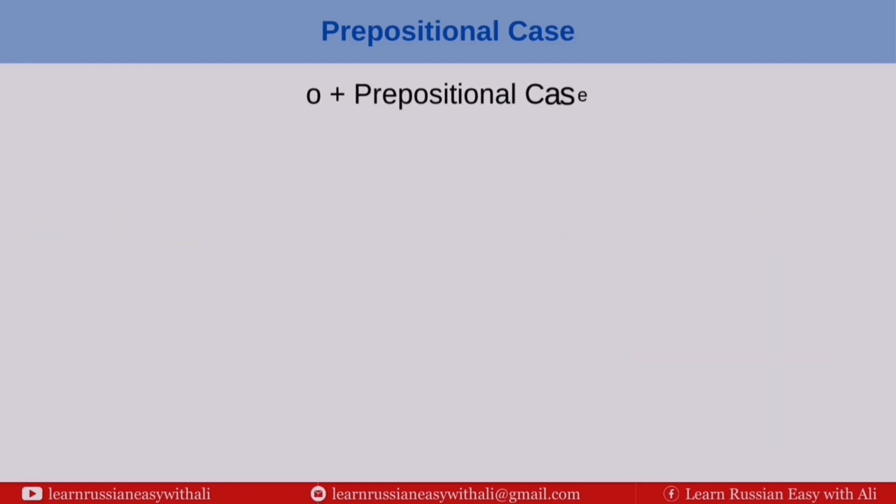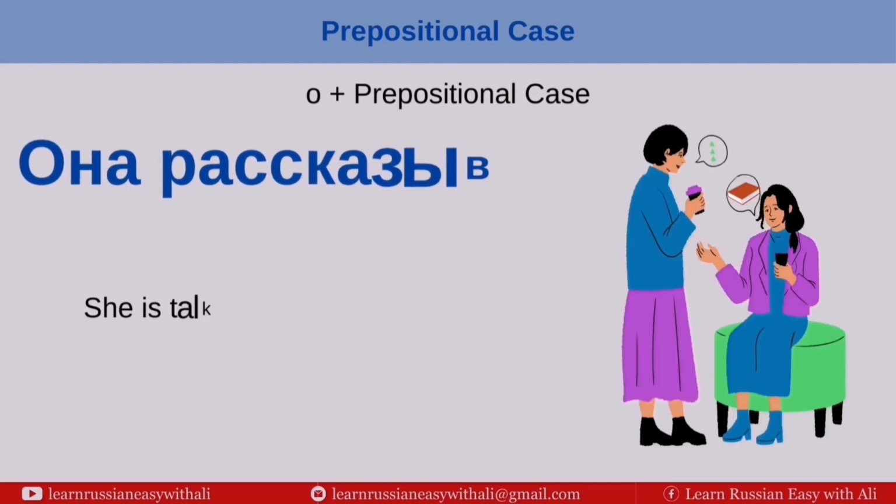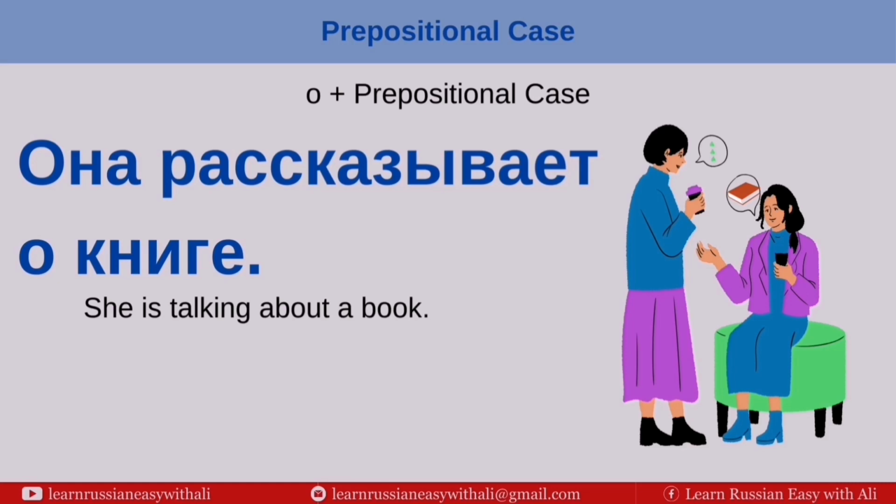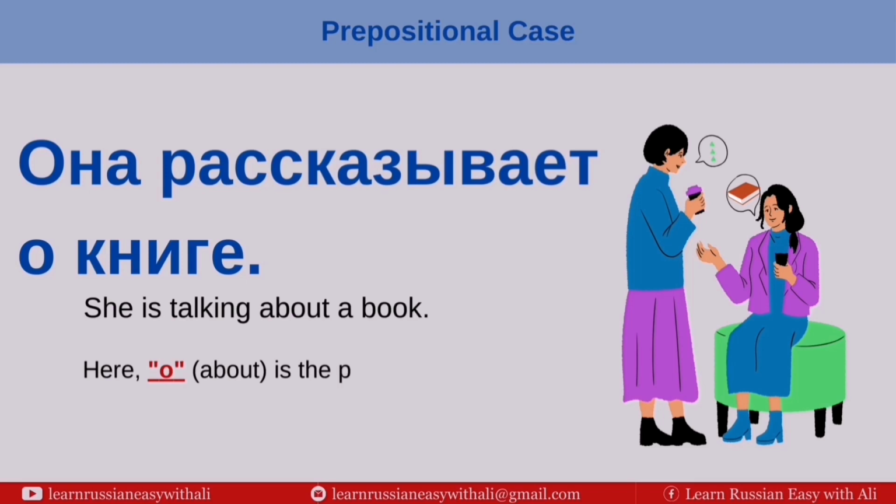О plus prepositional case. Она рассказывает о книге. Here, о, "about," is the preposition and книга takes the prepositional form книге.